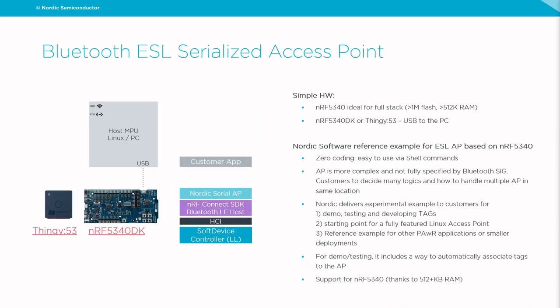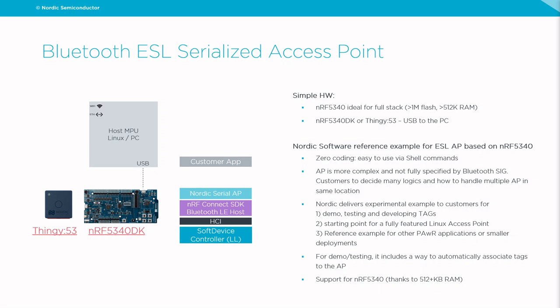Let's now move to the access point. Nordic provides a serialized access point. It means the full Bluetooth stack and the access point central application are running on the nRF53 SoC. However, this is serialized over USB. It means that it exposes a shell command interface to the host PC, abstracting most of the complexity as we have seen in the demo before.